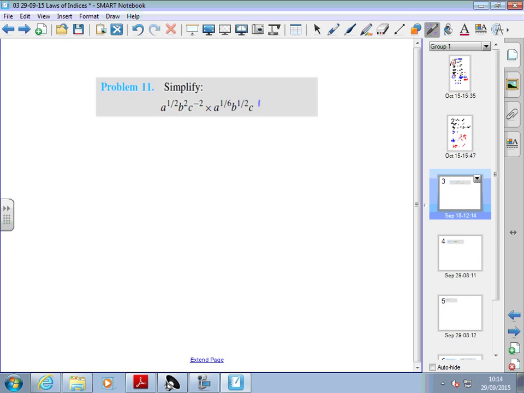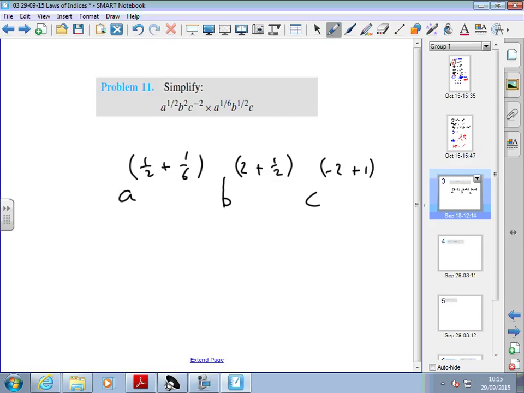So for this one, a to the half plus a sixth, b to the 2 plus a half, c to the minus 2 plus 1 is how I'd think of it. So then, what's a half plus a sixth? I'd convert a half to 3/6. Think back to how you add fractions. I can only add fractions if the bottom number's the same. So a half is 3/6. 3/6 plus 1/6 is 4/6.